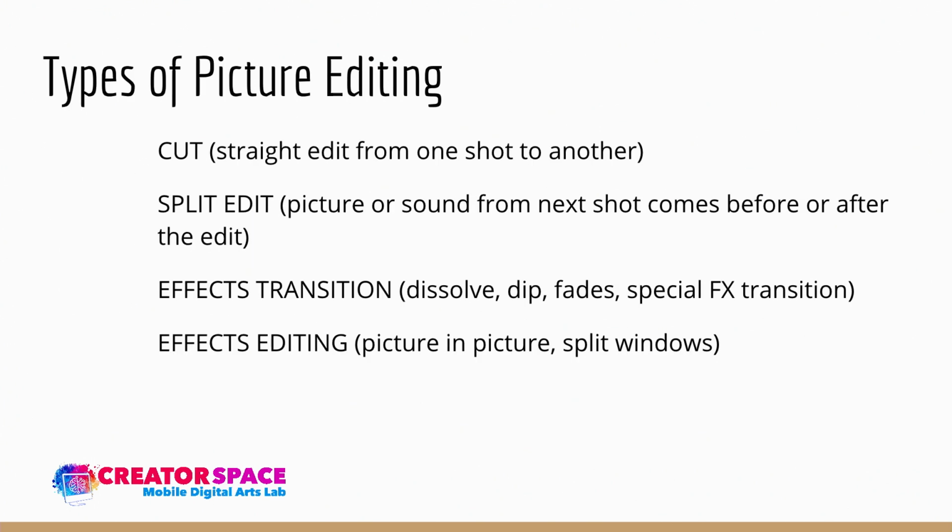So, types of picture editing, and here are the main types. We'll look at that again today. The main things we'll look at are cuts, split edits, and we'll do some effects transitions as well. A cut would be just a straight edit from one shot to the other. So we go from shot A to shot B, straight cut.